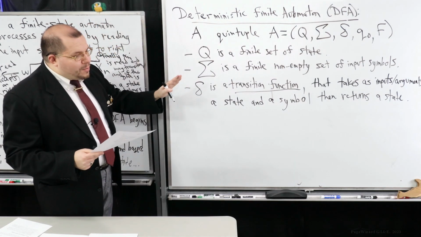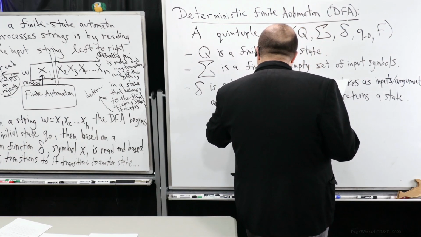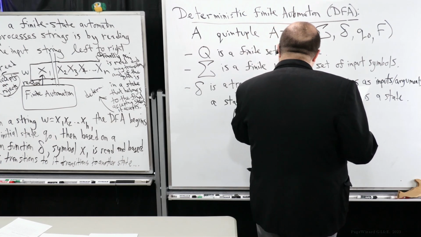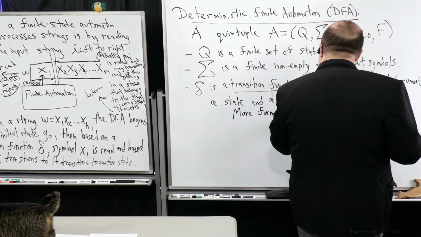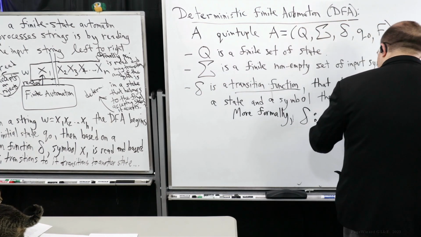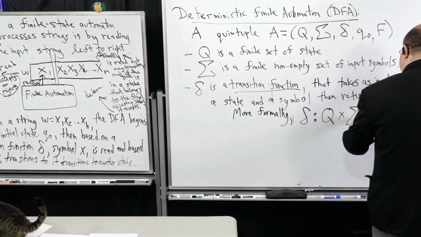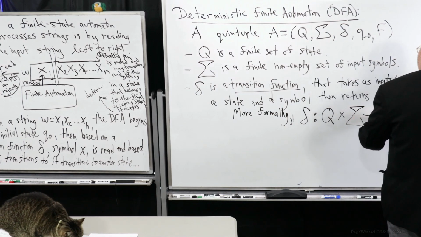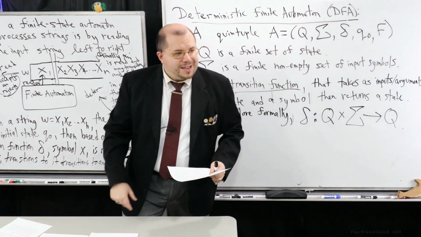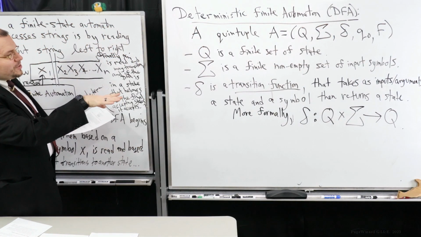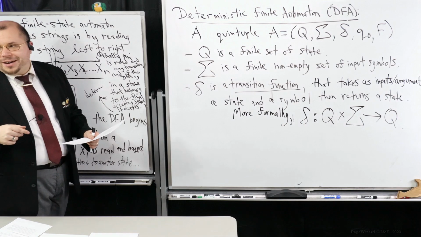So more formally, how you would define this is as follows. The fancy way of writing this down: delta is a function that takes a state and an input symbol, and it outputs another state. That's all this says. So that's what a transition function is. We're going to see examples, so don't worry if this looks a little daunting. It's all good.